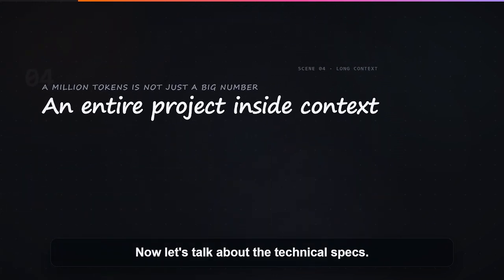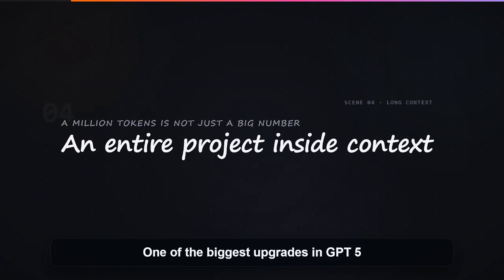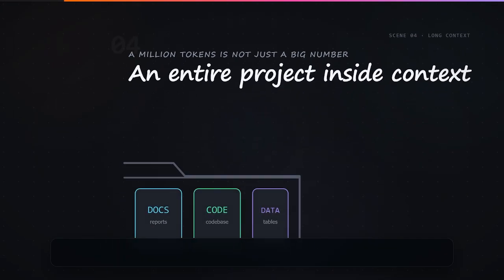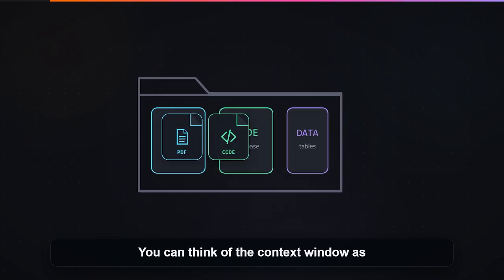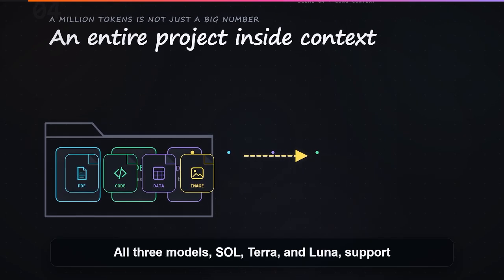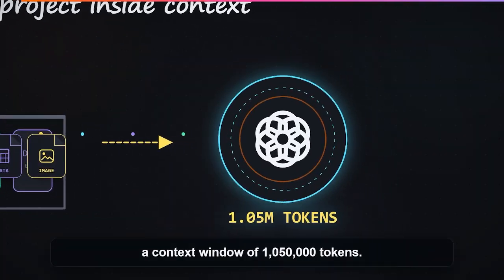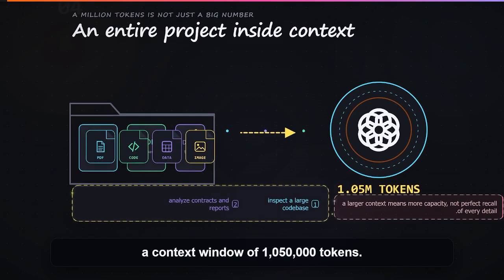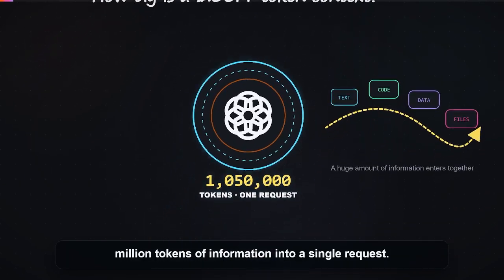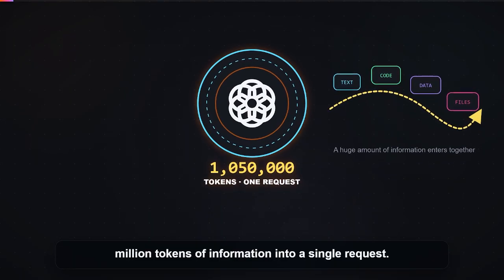Now, let's talk about the technical specs. One of the biggest upgrades in GPT 5.6 is the context window. You can think of the context window as the model's working memory. All 3 models, Sol, Terra, and Luna, support a context window of 1,050,000 tokens. That means you can put more than 1 million tokens of information into a single request.